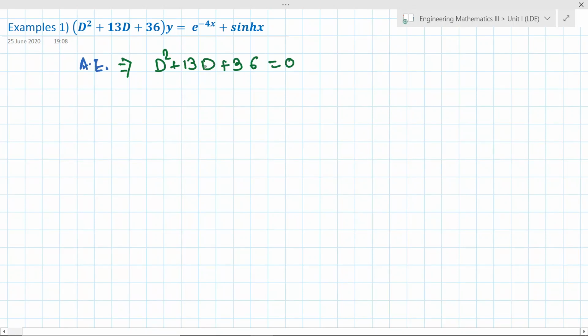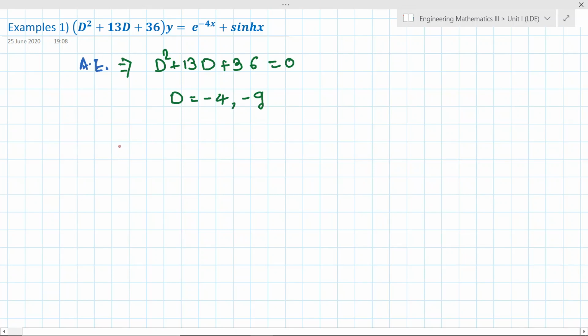Now find the roots of this equation. So what are the roots? Just take the calculator, equation degree is 2, a is 1, b is 13, and c is 36. x1 is minus 4 and x2 is minus 9. So the roots are D equal to minus 4, minus 9. Just try to find the roots with the help of the calculator.